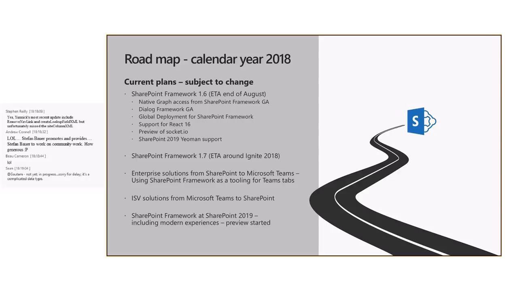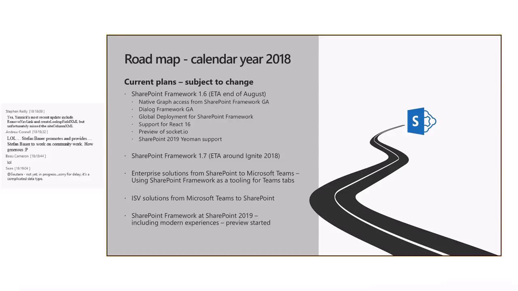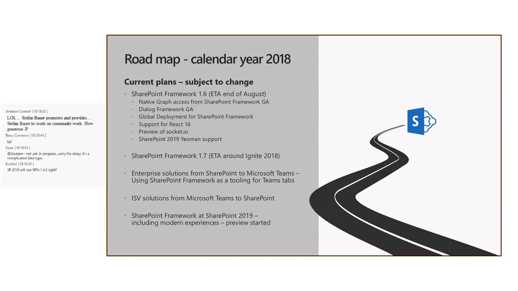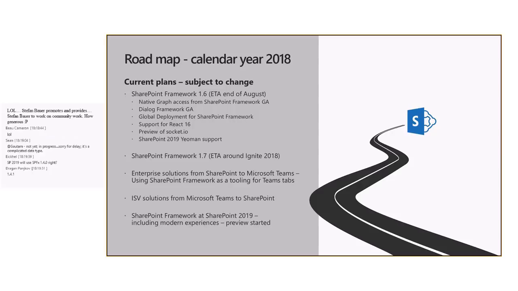The biggest things here are the native Microsoft Graph access from SharePoint Framework and GA of that one, so you can actually start using that in production, and also the global deployment of SharePoint Framework. I'm going to explain what the global deployment will mean in practice in the demo section on my side. Then we're looking into having support for React 16, potentially a preview of Socket IO, and SharePoint 2019 Yeoman support. I'm going to talk about those in more detail after Sean's time.